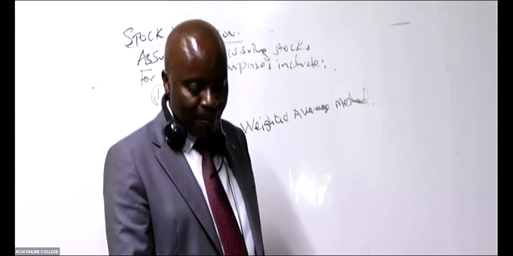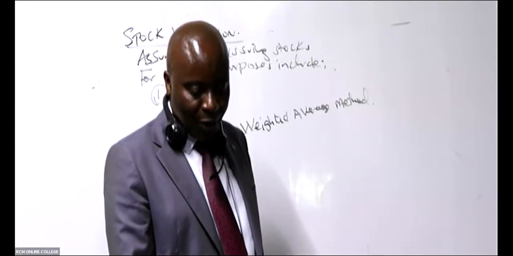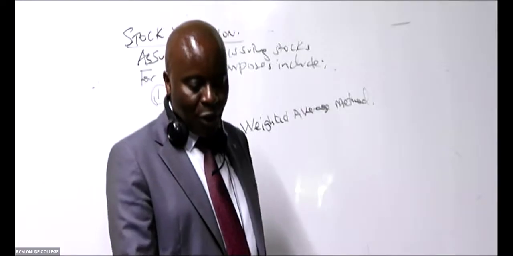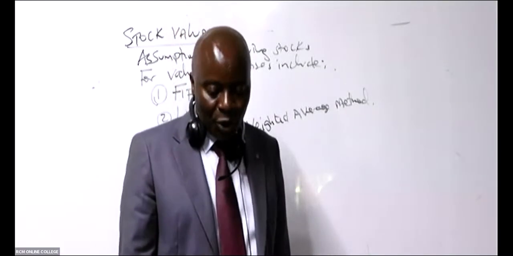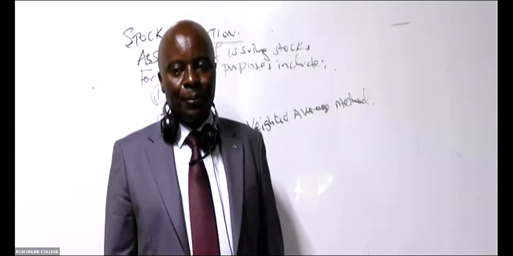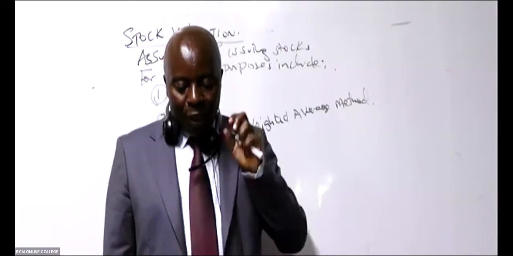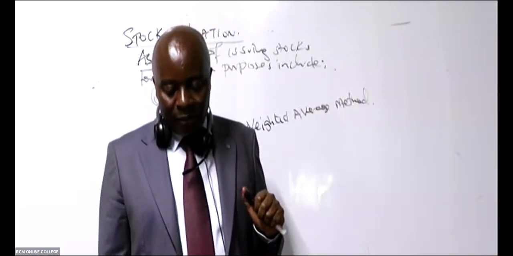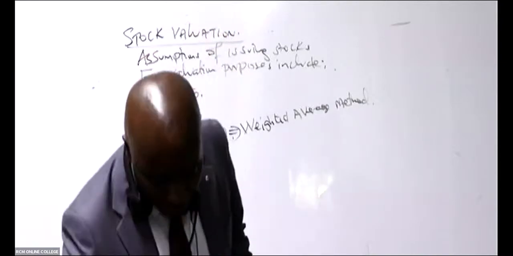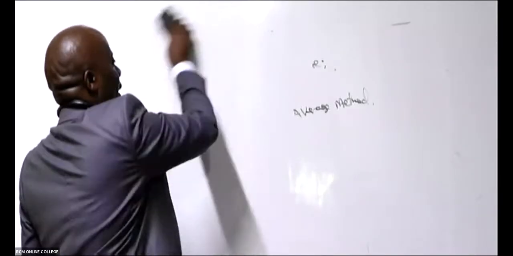Is that okay? So then we look at an illustration, my good students. This illustration is JM Limited. We're writing illustration there. JM Limited had the following material transactions during November. Is that okay?